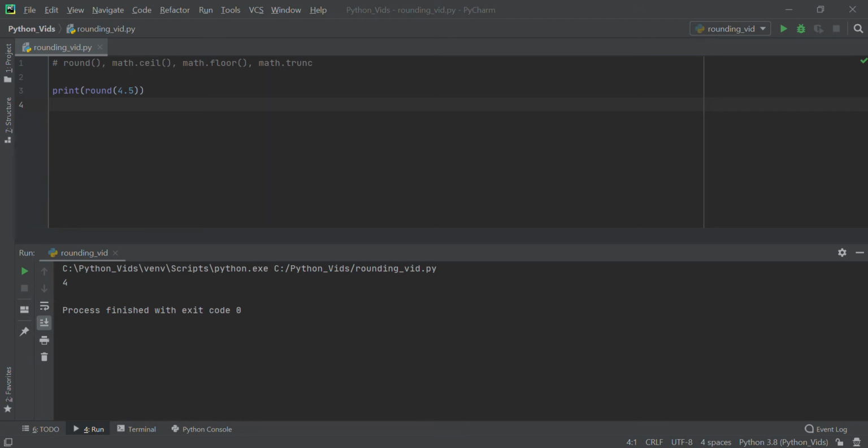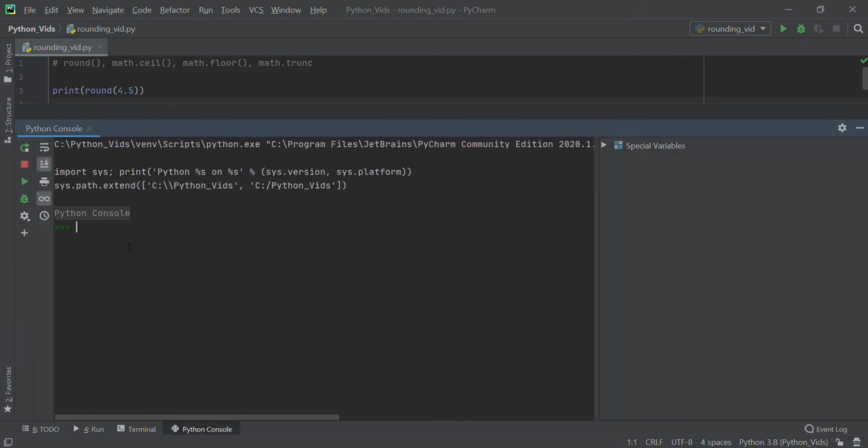There won't be any bias towards making the data too high or too low. So just to recap, let's go to the console and see some of these examples. If we round 4.5, well, that rounds down to 4. But if we round 5.5, that rounds up to 6. And that's just because it's rounding to the nearest even integer rather than to the nearest integer.